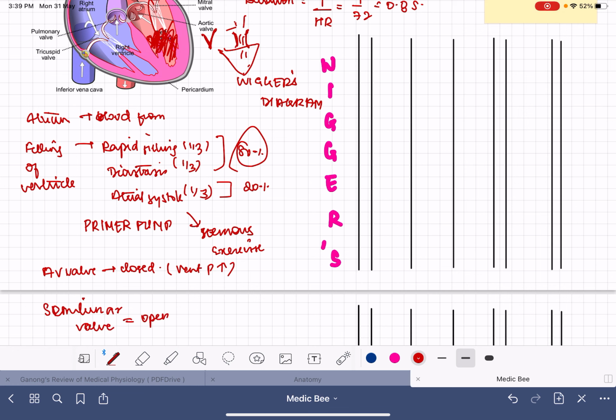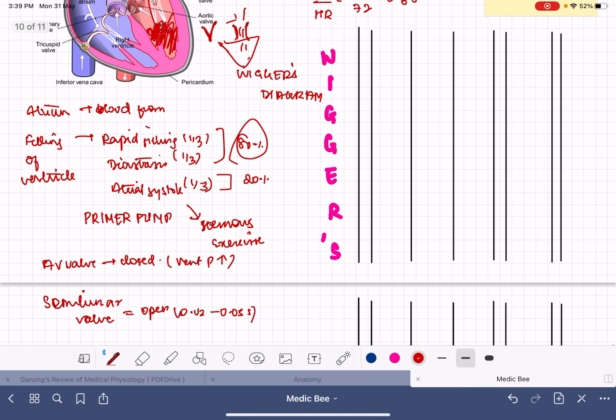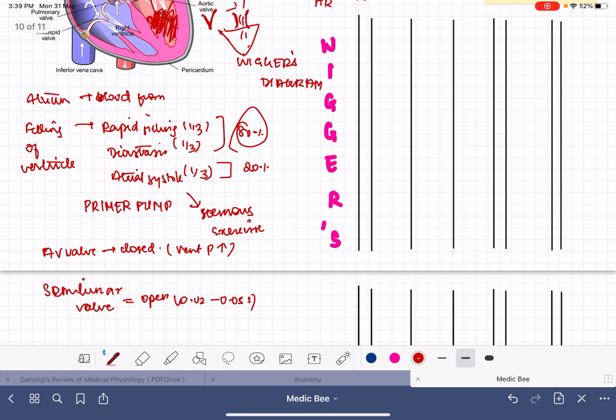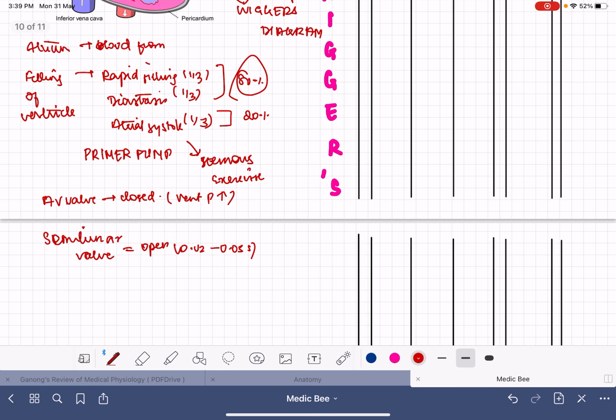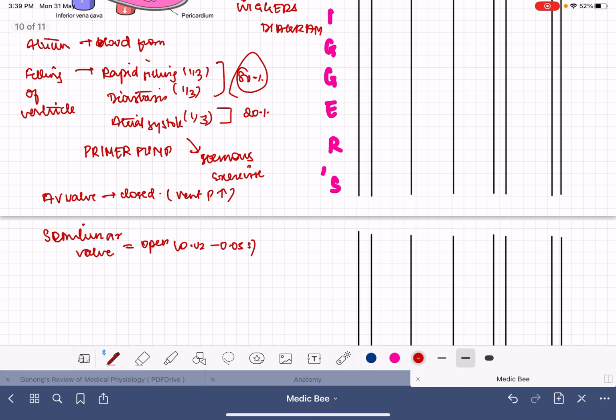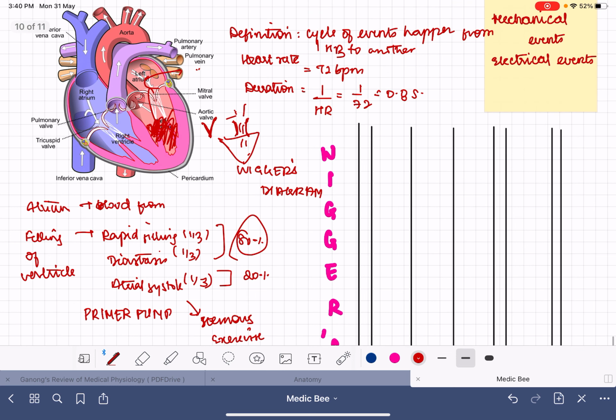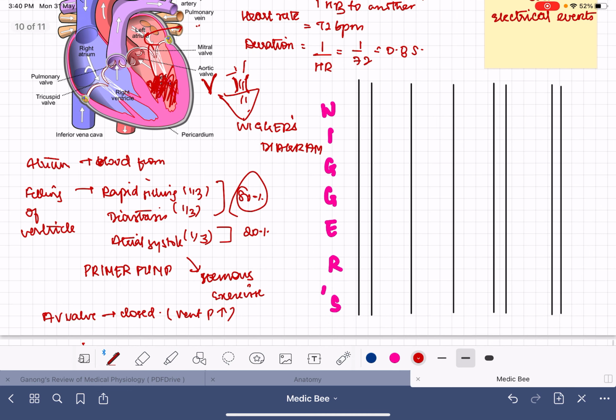But it generally takes around 0.02 to 0.03 seconds for the semilunar valves to open, even after the ventricles are full. For that 0.02 to 0.03 seconds, the contraction is said to be isovolumic. So this period is called isovolumetric contraction, because the semilunar valves are closed. Whatever the ventricles try to compress, there is no change in the volume. As you can see, the blood cannot escape from the ventricle. The ventricle is full now.